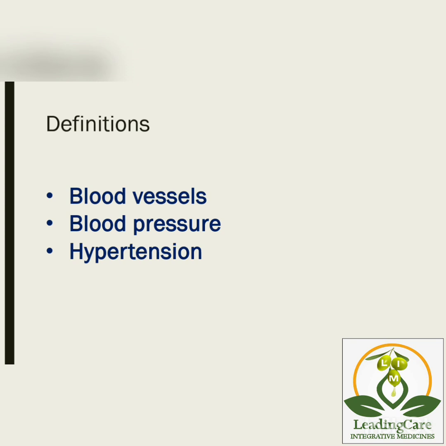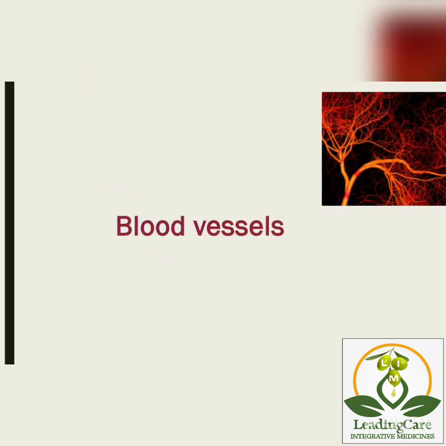Definitions. Blood vessels. We all know blood. Blood is everywhere in our body. It circulates through our body to deliver essential substances like oxygen and nutrients. Here we are going to talk about blood vessels, blood pressure, and hypertension. We all know blood.